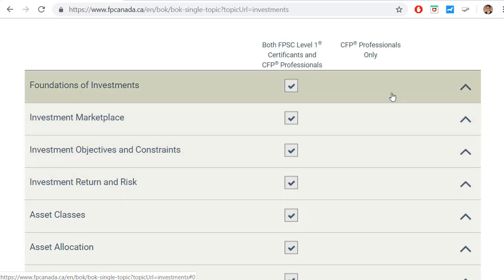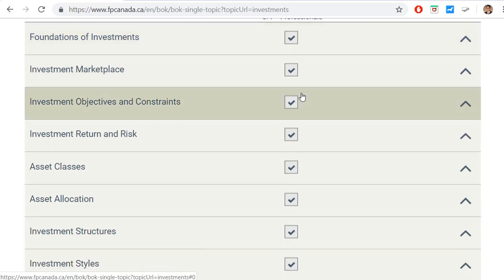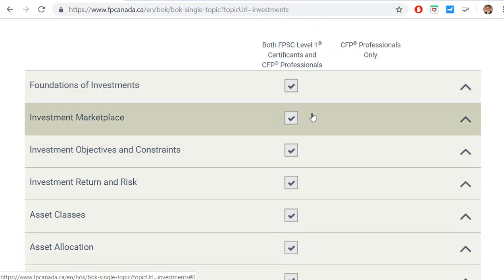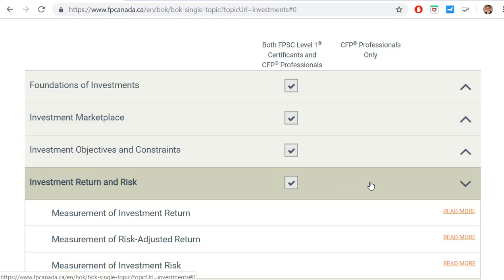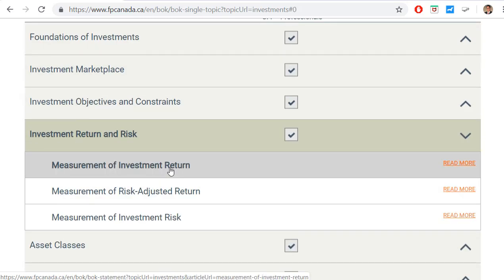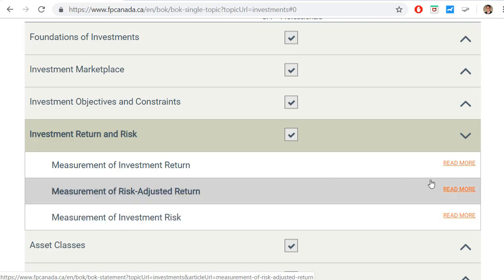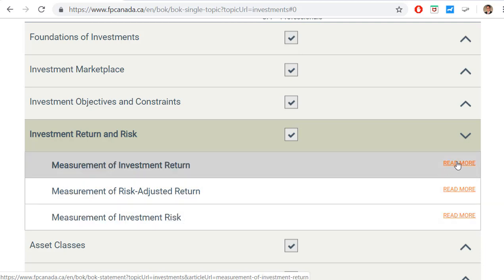So if you're just interested in getting to that first level, the level 1 certificate or the QAFP, you want to be concerned with this first column in all these topic areas. And then indeed, if we look at a topic area, for example, investment risk and return, we can click down, we can read more. This is going to give us our learning outcome statements.